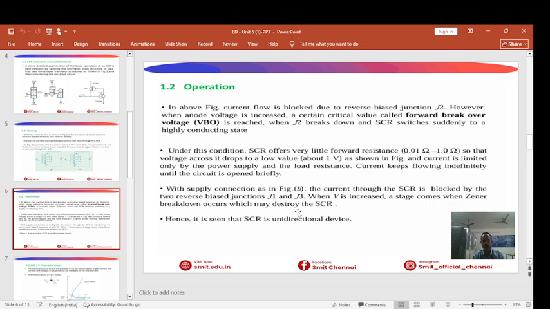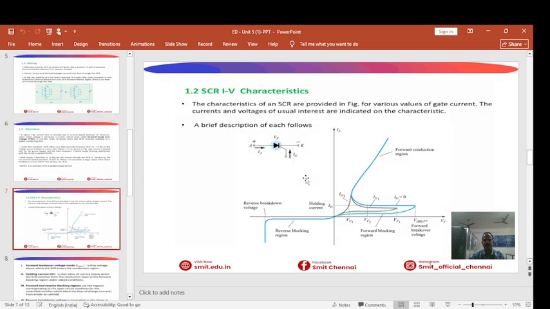The power loss is low. So these are the things that you have to observe from the point of view of operation. There is a critical value that is called forward breakover voltage. When it is reached, the junction J2 breaks down and the SCR switches on suddenly. So the typical characteristics of SCR are represented by means of a VI characteristic.